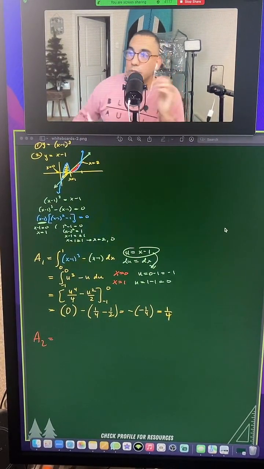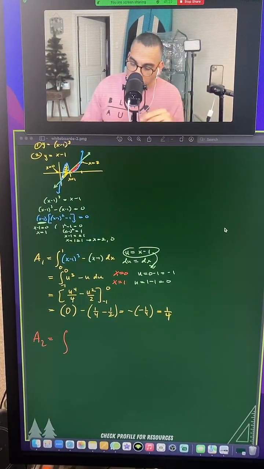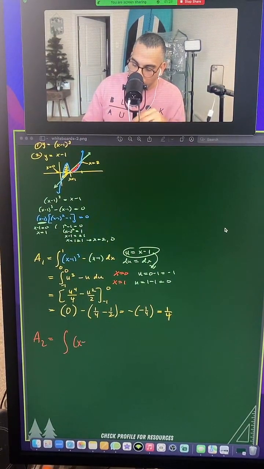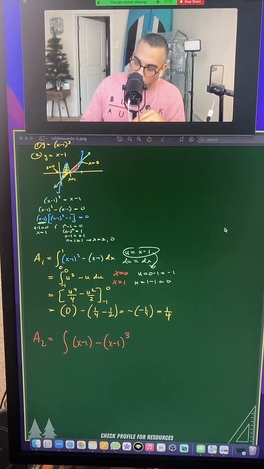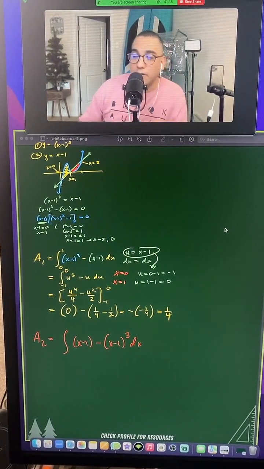All right, here we go. So we're going to do area 2. This is going to be the integral of the top function, which is kind of small to see, but this is the linear function. So this is x minus 1 minus the cubic function, so x minus 1 cubed dx. Okay, who can tell me the parameters for this one? I believe we found it already.